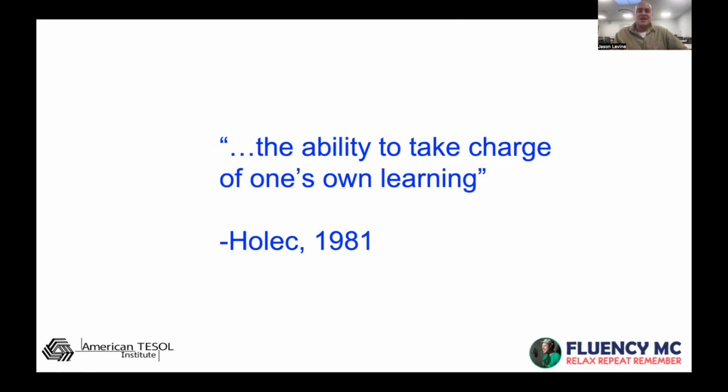So Holec in 1981, I believe, was the first person to put it this succinctly. It's the ability to take charge of one's own learning. And that certainly doesn't mean that you're only learning on your own. To take charge of something, then you could paradoxically get more people involved as you are more responsible and more into learning. So calling on resources, human resources like your teacher, other learners, more than you would have before. So it certainly doesn't mean you're learning on your own without any help.